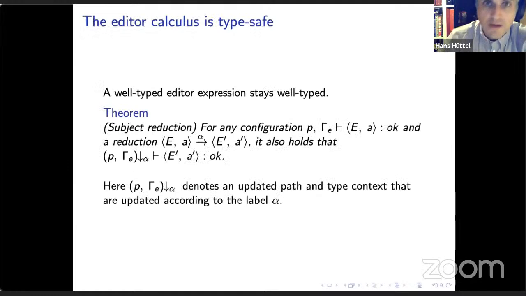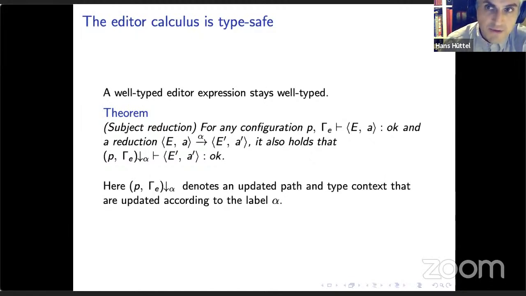Anyway, our editor calculus is type safe. A well-typed editor expression stays well-typed. If we have a well-typed configuration, what do I mean by that? I mean that the editor expression E is well-typed and the abstract syntax tree is well-typed, and this configuration can reduce, then we are also well-typed after the reduction. And this P, gamma E down arrow alpha denotes that we've updated the path and the type context with respect to the edit action that we performed. So if, for instance, the edit action was one that took us 1 level further down the tree, P is extended.